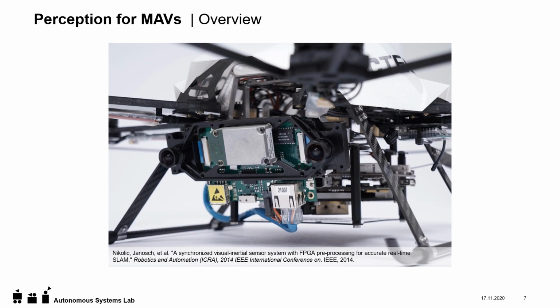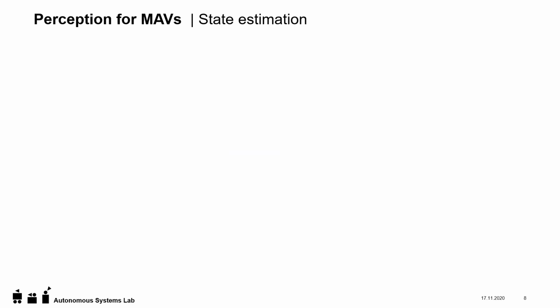Here is a close-up of one of the sensor systems on one of the drones. What you can see here is a stereo camera, the calibrated stereo pair that gives us stereo features at 20 Hertz, and an IMU that runs at about 200 Hertz. In the following, we'll have a closer look at the state estimation problem.